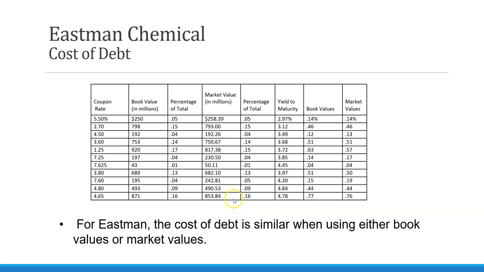So we look at this result. The result is fairly similar. If we do the book value, we get an average of 16%, and if we look at the market value, we get an average of 16%. So the cost of debt is similar when using either the book value or the market values. Their cost of debt is 3.92% on a book value basis and 3.92% on a market value basis.